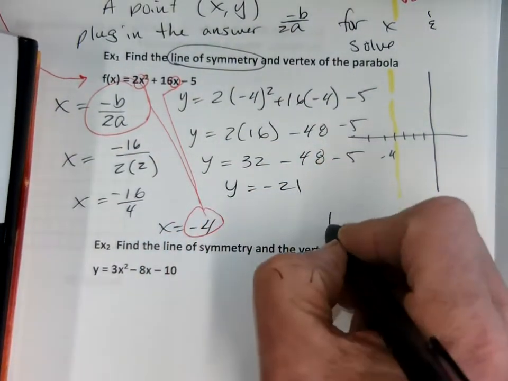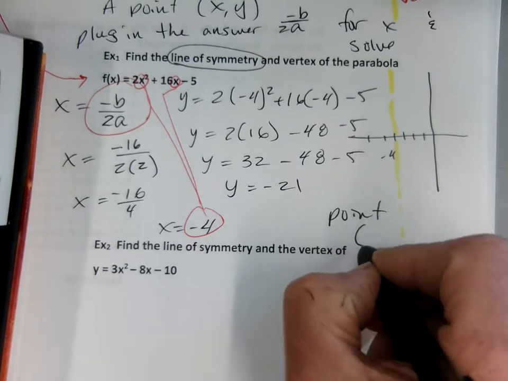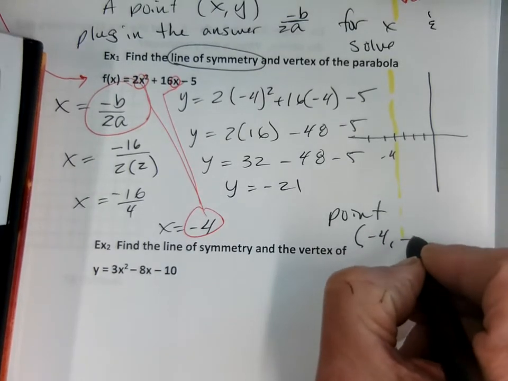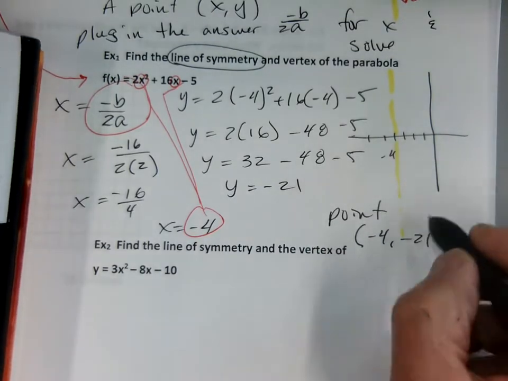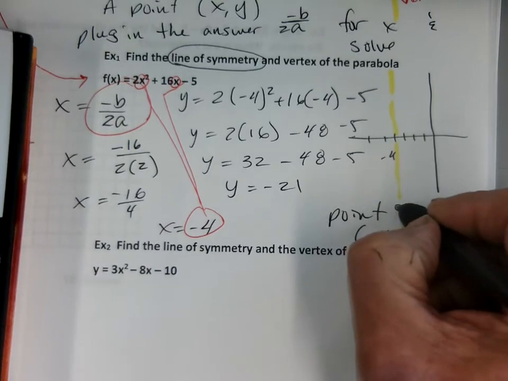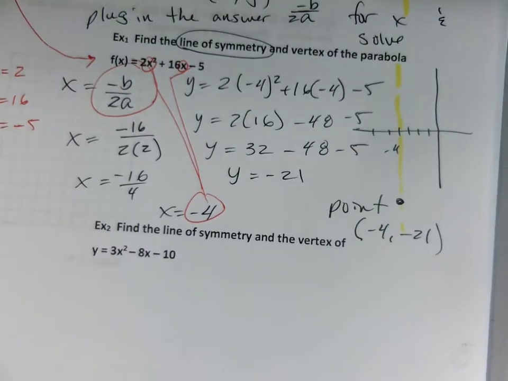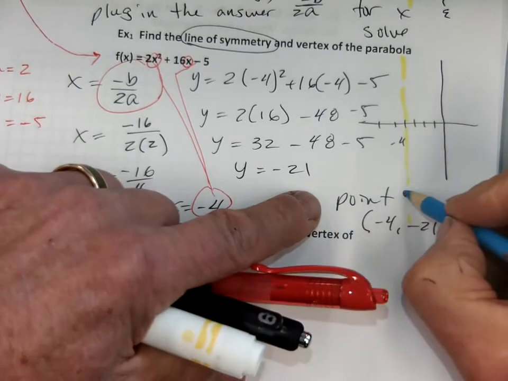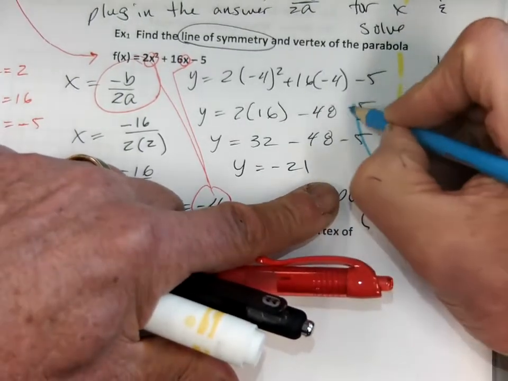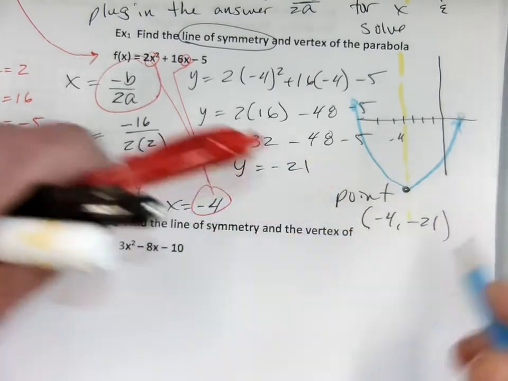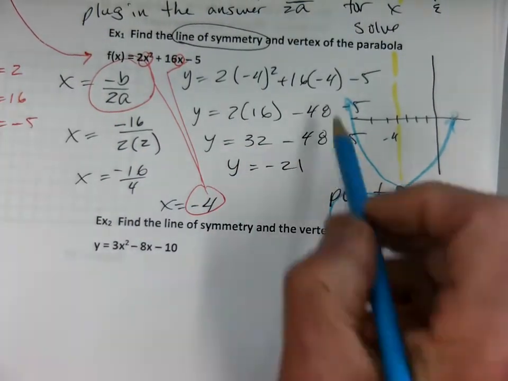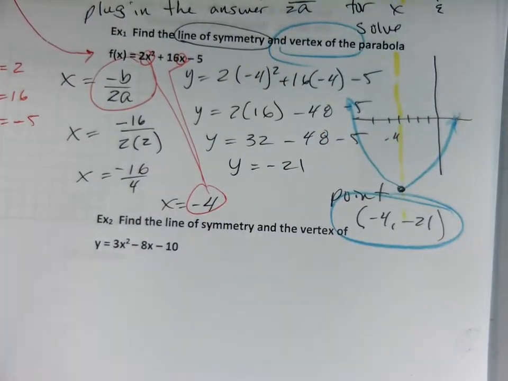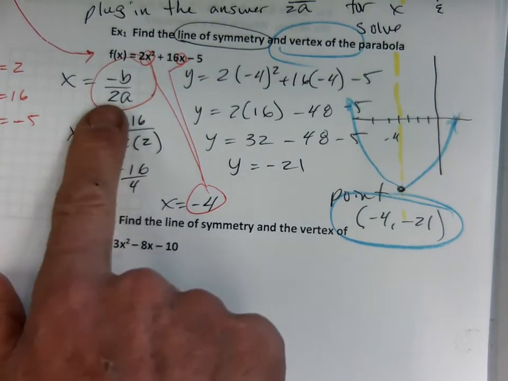So I have a point at -4, -21, which is way down here somewhere. And there's my parabola. Somewhere like this. All I asked was the vertex. There it is. Got it. And the line of symmetry. All right, one more time. What did I do? I started here.